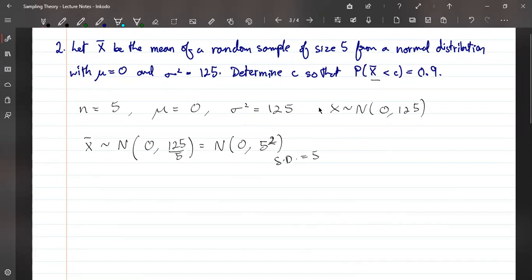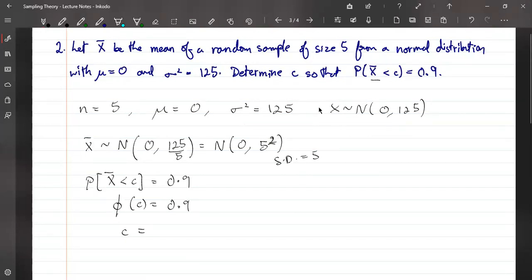Okay, now we are asked to find not the probability, but the value C, so that this probability is equal to 0.9. But then this is just phi. So phi of C is equal to 0.9. So again, from the table, just do the reverse lookup. So find the probability that is closest to 0.9.